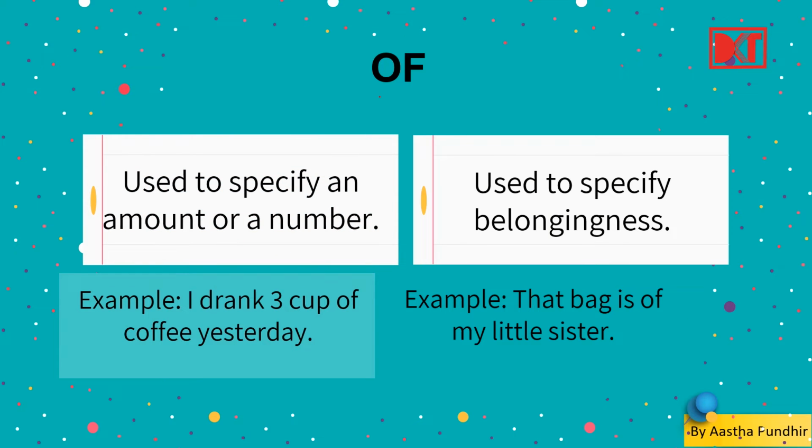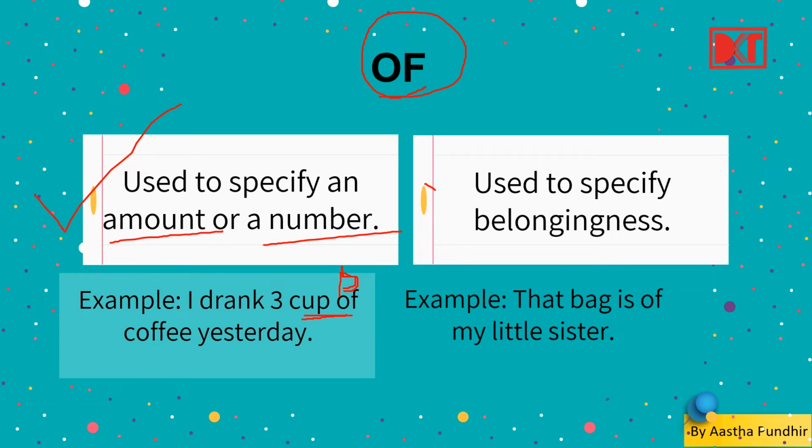So the next example we have is "of." Now "of" is used to specify an amount or a number. For example, here I drank 3 cups. Here, I'm sorry, it should be cups because it is plural. I must have mistyped it. So typing error, I'm sorry. I drank 3 cups of coffee yesterday.